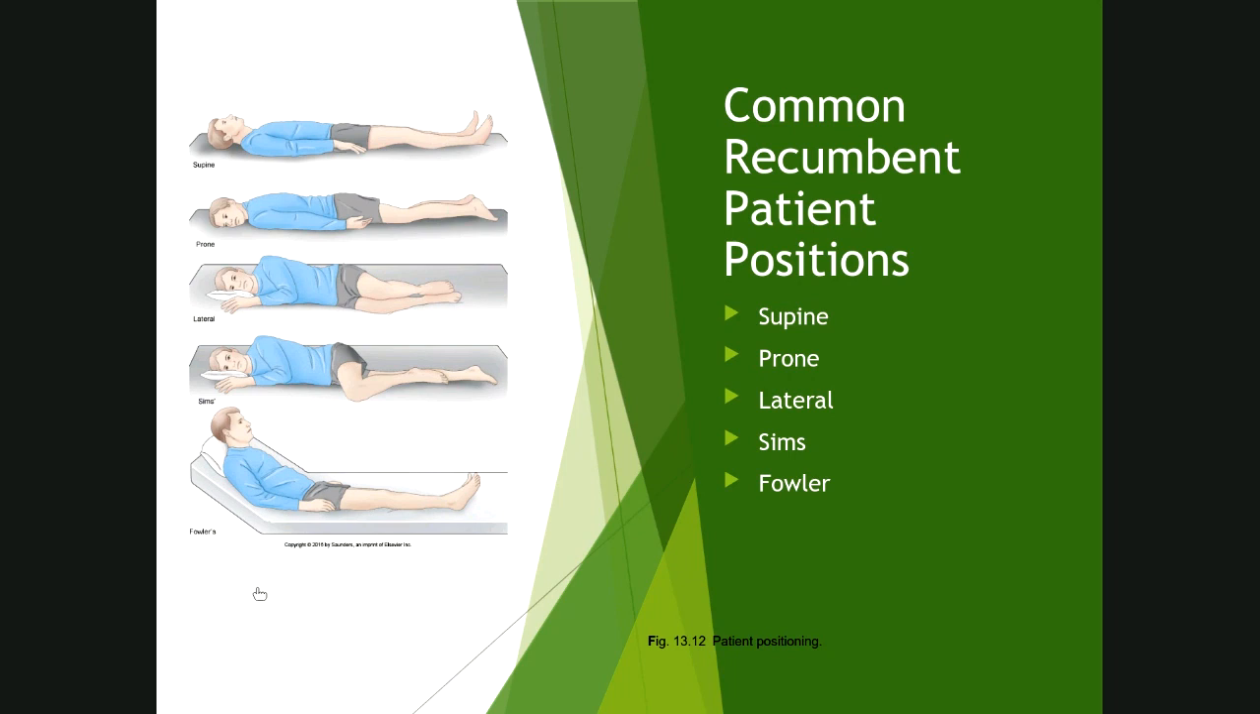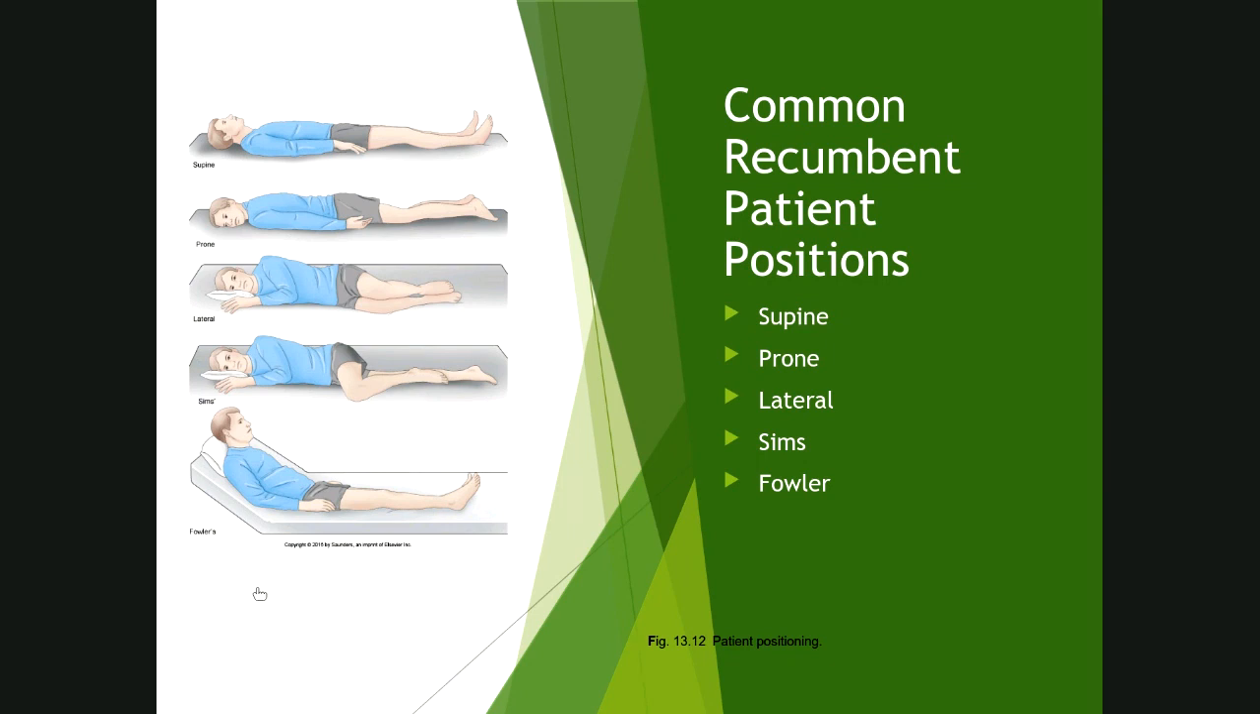Trendelenburg. When a patient is in Trendelenburg position, their heart and head are below their feet. So imagine you have someone lying on the x-ray table and they feel like they're about to pass out. The radiologist might tell you to lower the head of the table so that their feet are slightly up and their head is dropped down. That's one common reason why we would use Trendelenburg.